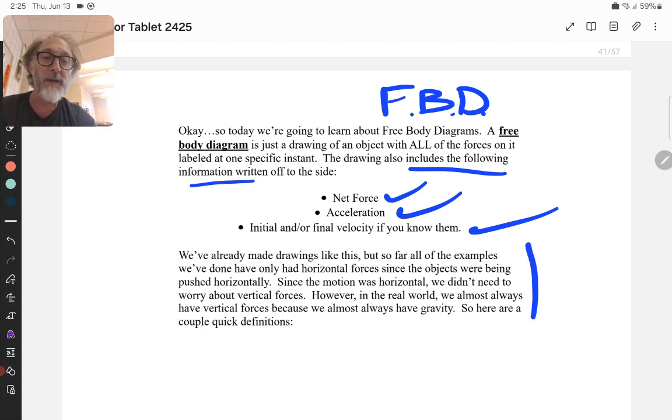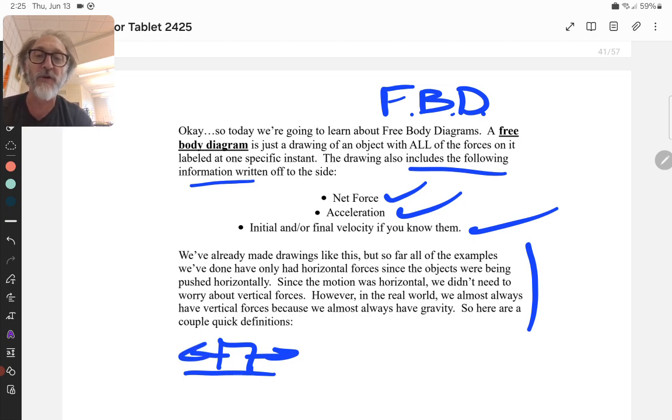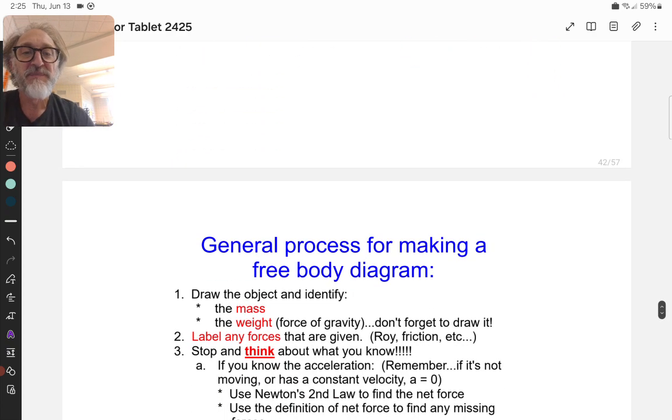Like I say, we've already made drawings like this, but so far all of the examples we've just focused on left and right forces, okay? And so in the real world, we have vertical forces because there's almost always gravity, right? But until the last video, we didn't know how to calculate the force of gravity. But now we do. So we're going to apply that, all right?